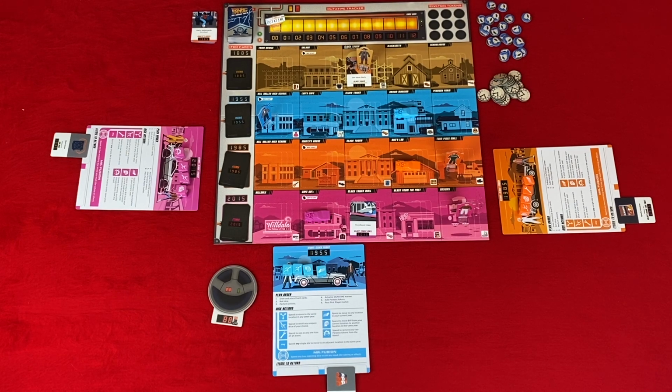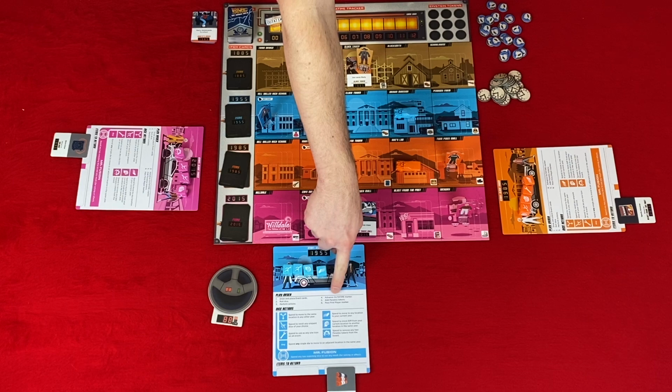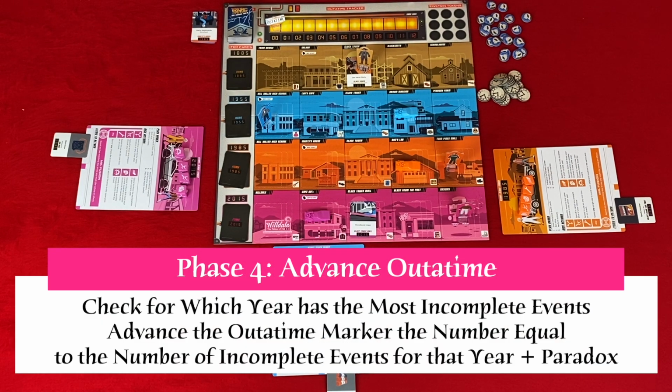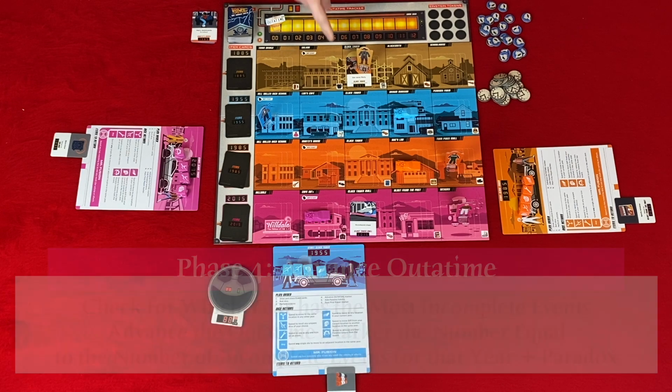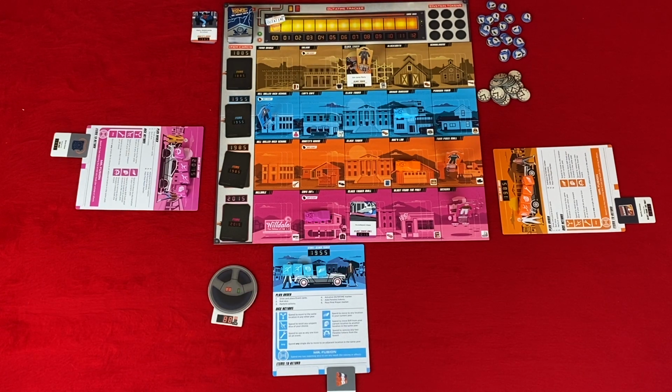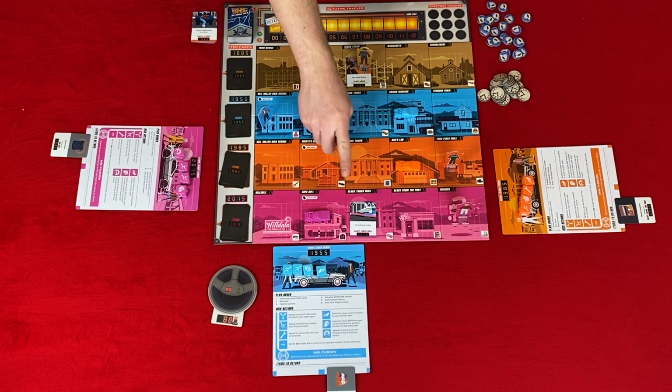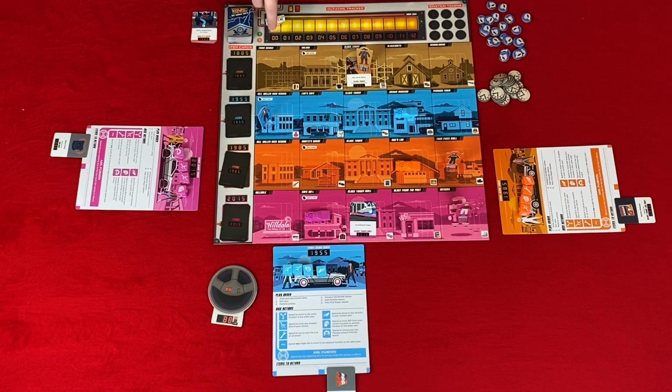Once all the players have taken their actions and spent their dice, we move to Phase 4. Advance the out-of-time marker. You'll check the years for the most incomplete events. The year that has the most incomplete events will be used to move the out-of-time marker. You would move the out-of-time marker the number of outstanding event cards plus any paradox tokens in that year. So in this case, we will move it 1.